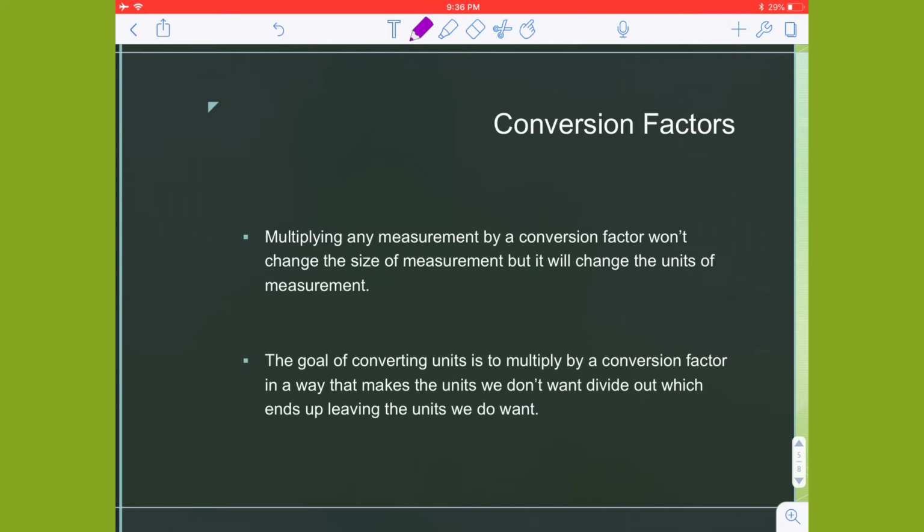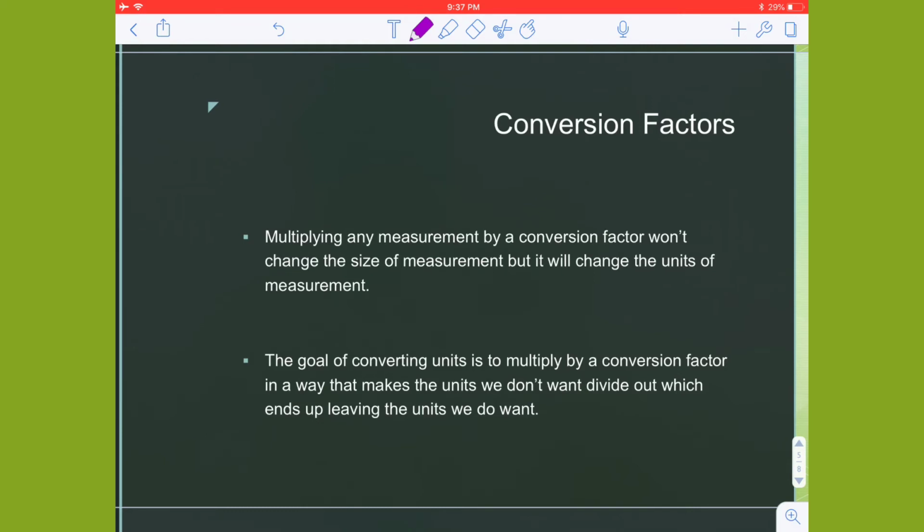I may be talking about math in one form, so maybe I'm talking about it in inches, and now I want to translate it, or I want to do a conversion factor and talk about it in centimeters. Has anything changed? Has the actual thing that I'm originally talking about changed? No, it's just the way that I'm talking about it has changed.